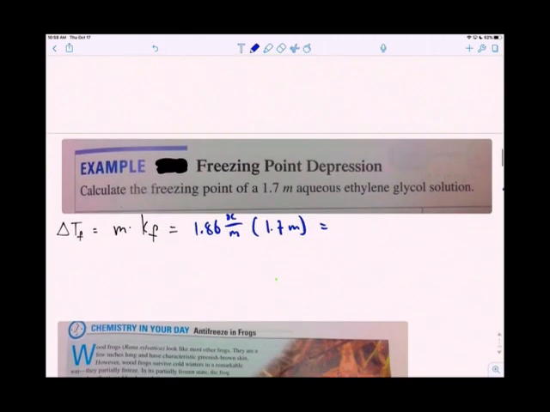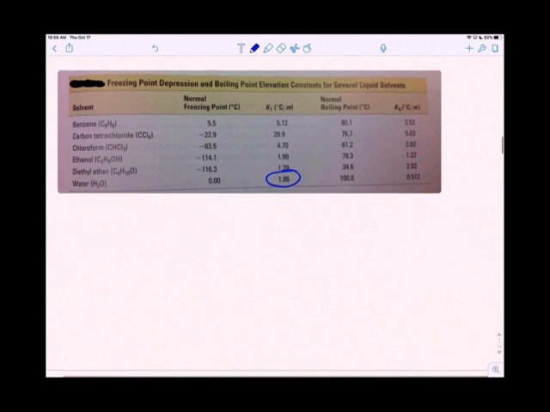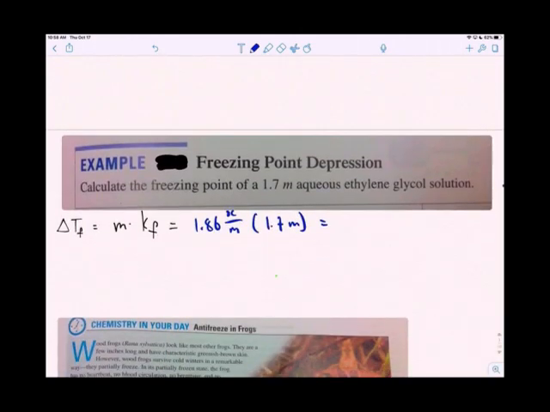All right, so let's do this. What is the freezing point of a 1.7 molal aqueous ethylene glycol solution? The Kf for water is 1.86, and the delta Tf is molal times Kf, so 1.7 times 1.86, and what is that? This is 3.2 degrees Celsius.